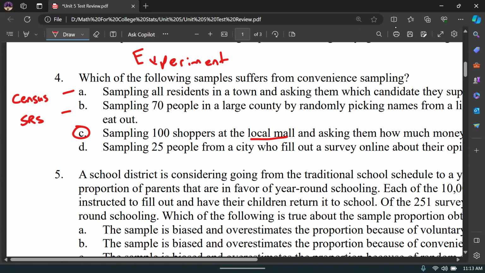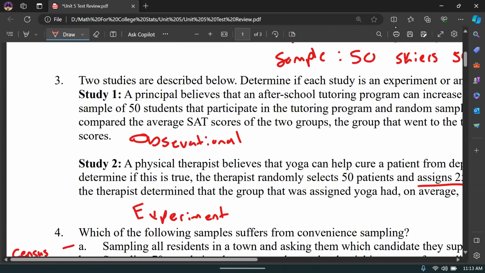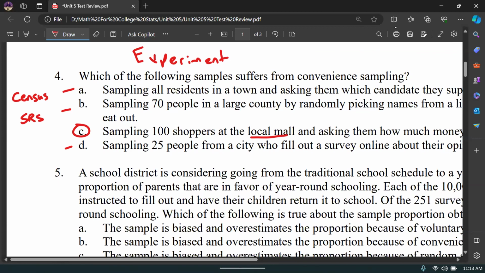And the last one, sampling 25 people from a city who fill out a survey online. That one's going to be a voluntary response. So I just want to clarify what these other ones were, just to help you out with that. But convenience sampling was C.